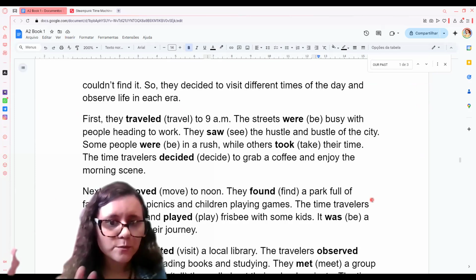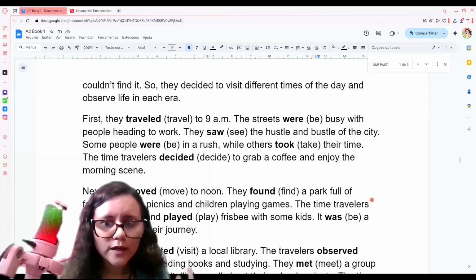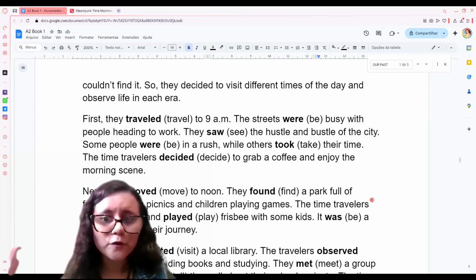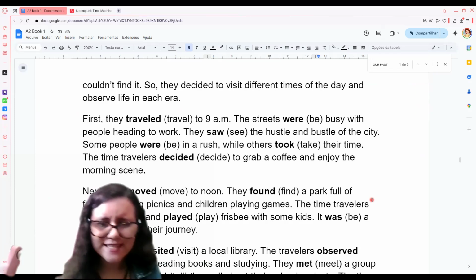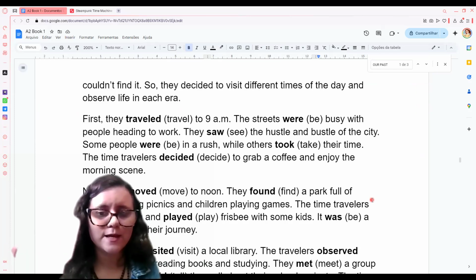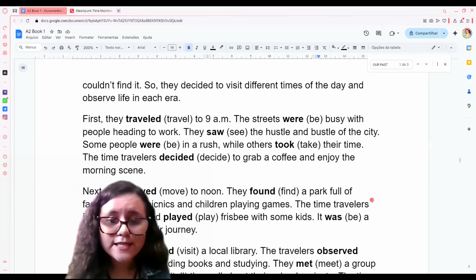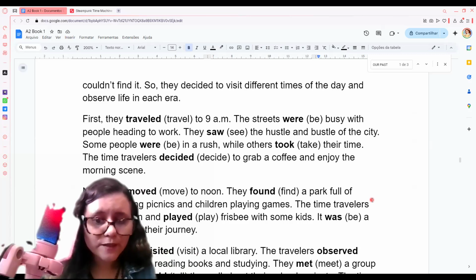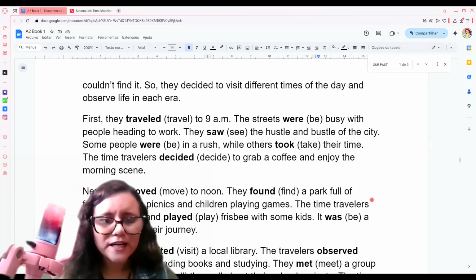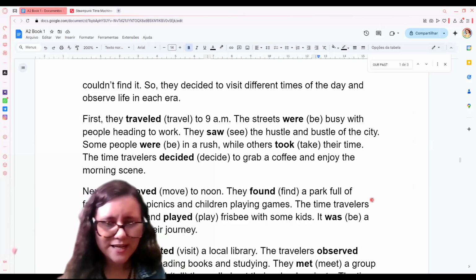Next, they moved to noon. They found a park full of families having picnics and children playing games. The time travelers joined in and played frisbee with some kids. It was a fun break from their journey.